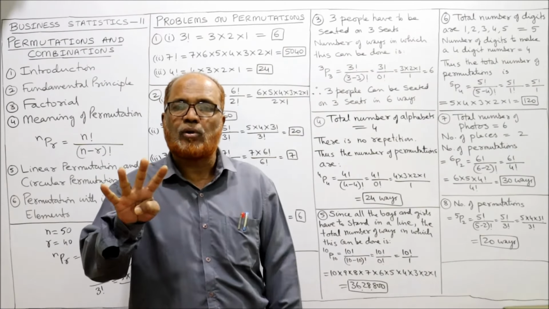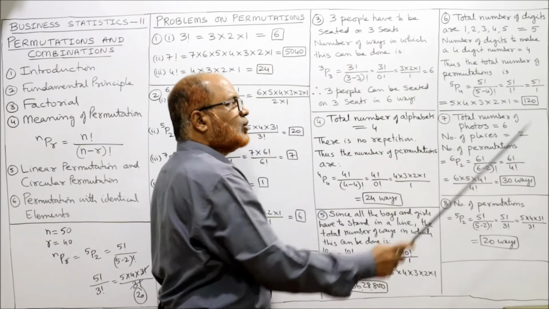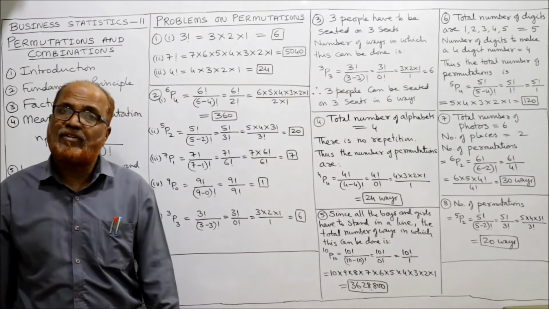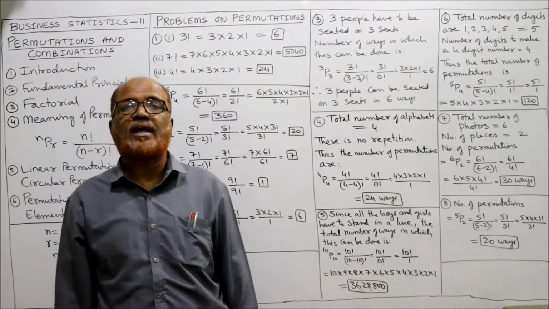So the permutation will be 5P4. Here the total number of digits is 5: 1, 2, 3, 4, 5. The number of digits to make a 4-digit number is 4. Thus the total number of permutations is 5P4. 5 factorial divided by (5 minus 4) factorial, 1 factorial. 1 factorial is 1 only. So 5 factorial, 5 into 4 into 3 into 2 into 1, 120. So 120 ways we can arrange 4 digits out of the first 5 natural numbers.